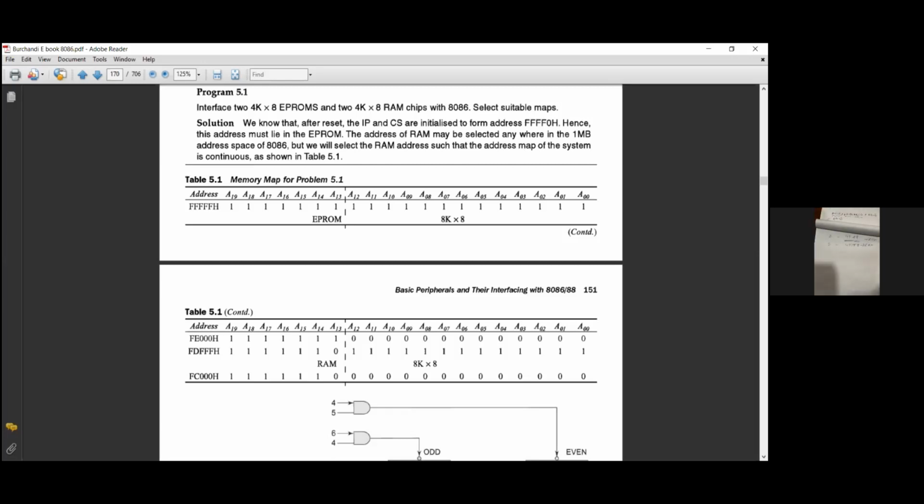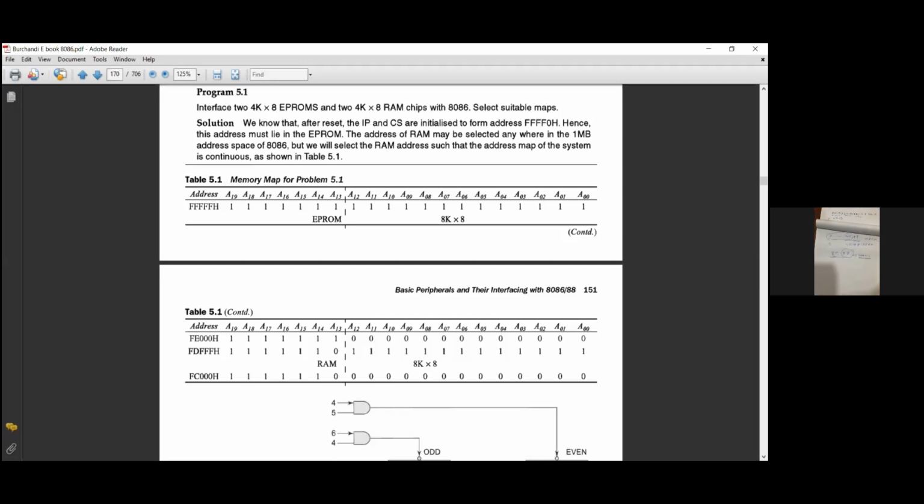Very good. So now the question is, what is two 4K into 8? What does it mean? It means 8K. And why into 8? All of you know. Yes, sir. The memory chip should have an 8-bit data bus.